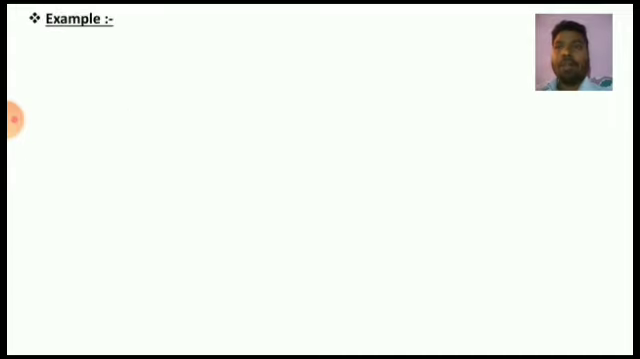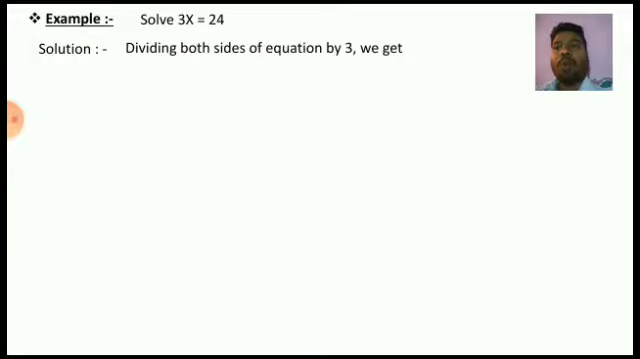Next example: solve 3x is equal to 24. In this example we have to find the value of x. How do we find the value of x? Solution: for finding the value of x, we have to divide both the sides of the given equation by 3. So we get 3x divided by 3 is equal to 24 divided by 3.